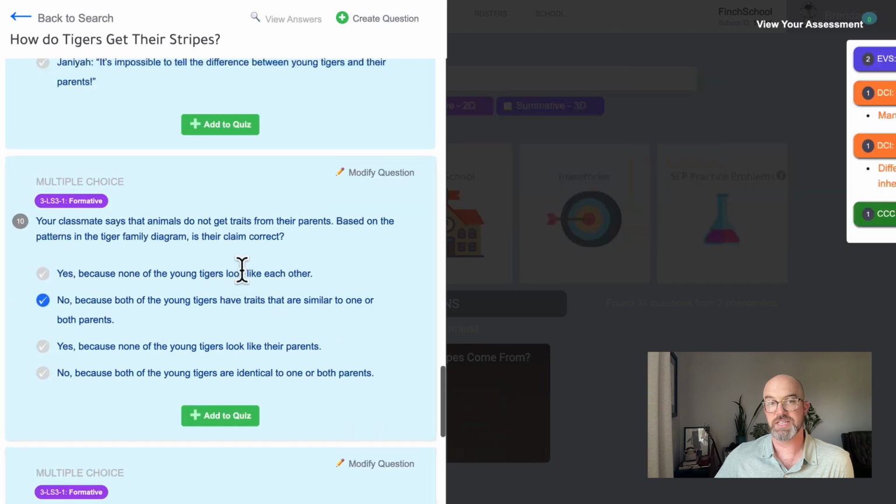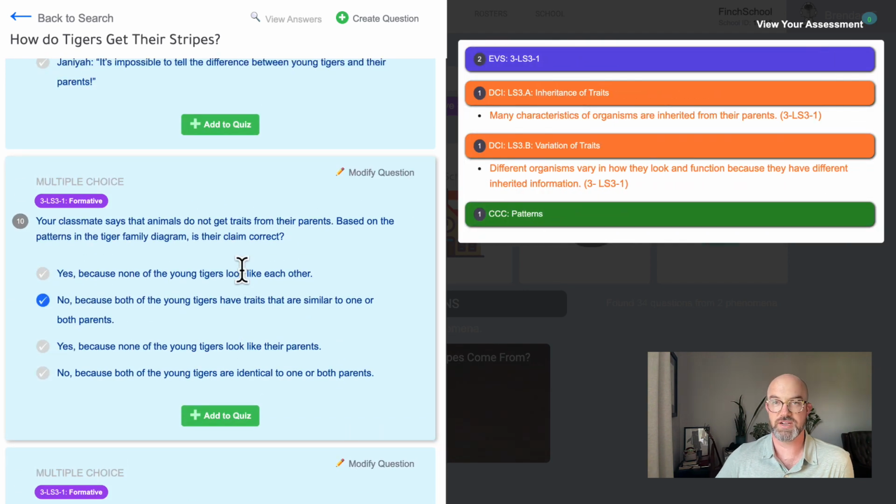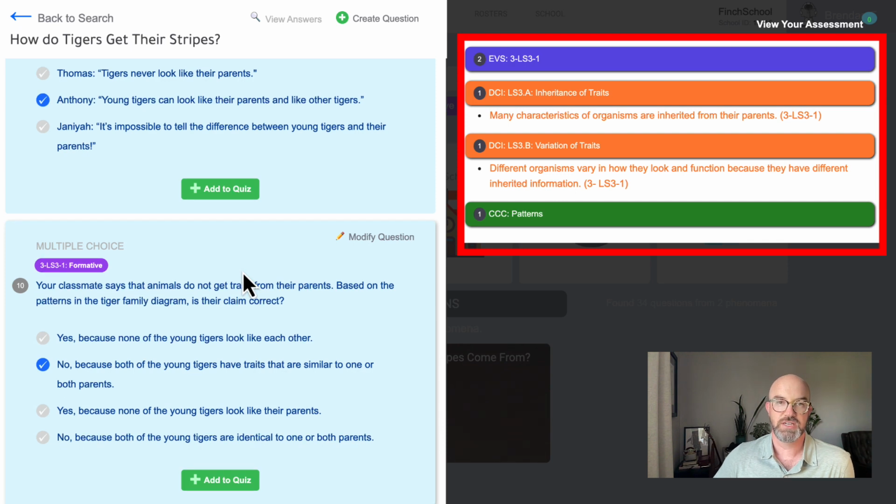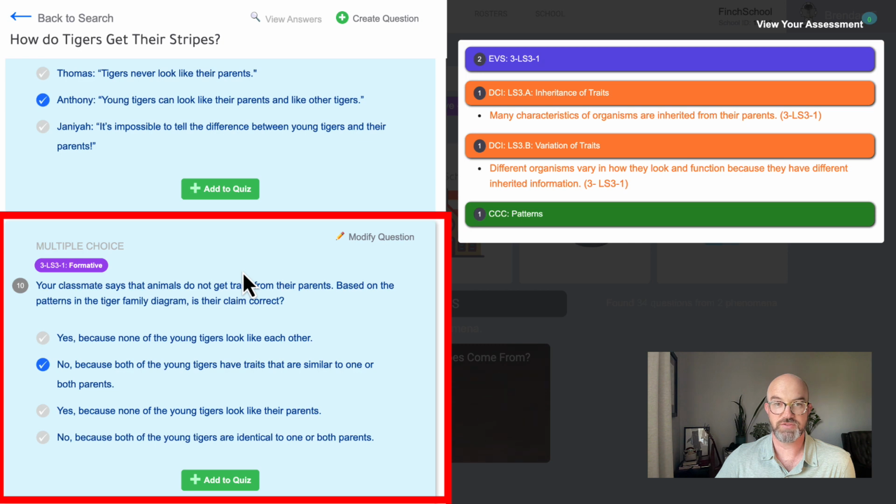And then we can ask another question that focuses on the cross-cutting concept. We have a few of these on the site, so we're just going to pick one of those. Your classmate says that animals do not get traits from their parents. Based on the patterns in the tiger family diagram, is their claim correct?